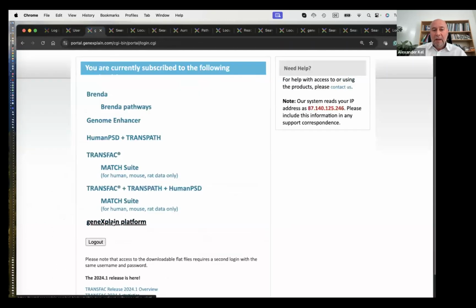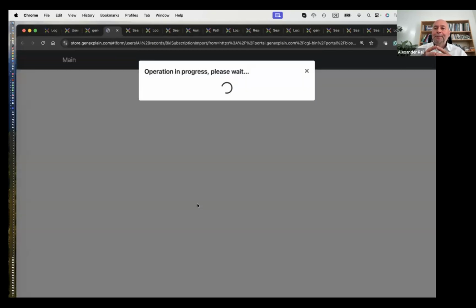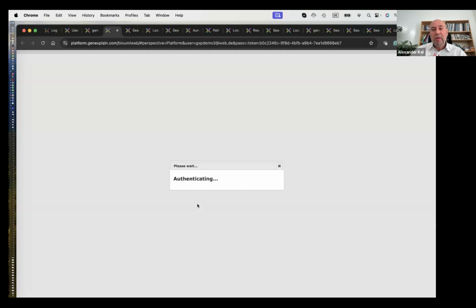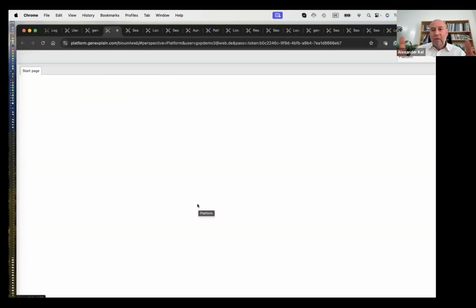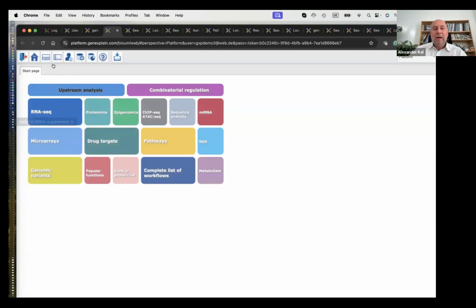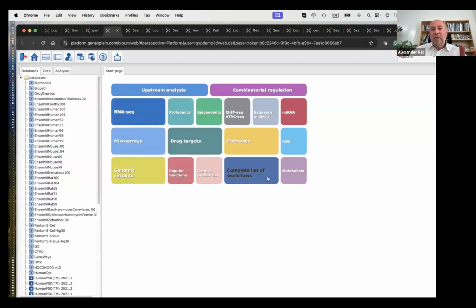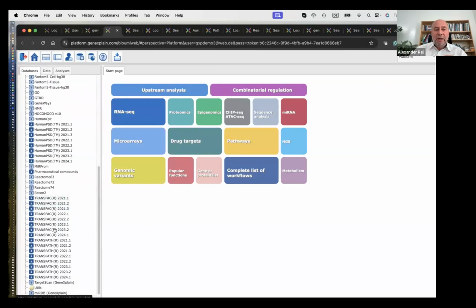You see geneXplain platform. Since my account has a subscription to TRANSFAC, my platform account has access to TRANSFAC. This is the platform interface, and the platform is a collection of tools where we put a lot of tools to analyze different omics data. Here in the list of databases, you see I have the TRANSFAC database of different releases. I have the TRANSPATH database. I have the HumanPSD database. I have subscriptions to all of those databases, and they are connected to this tool.